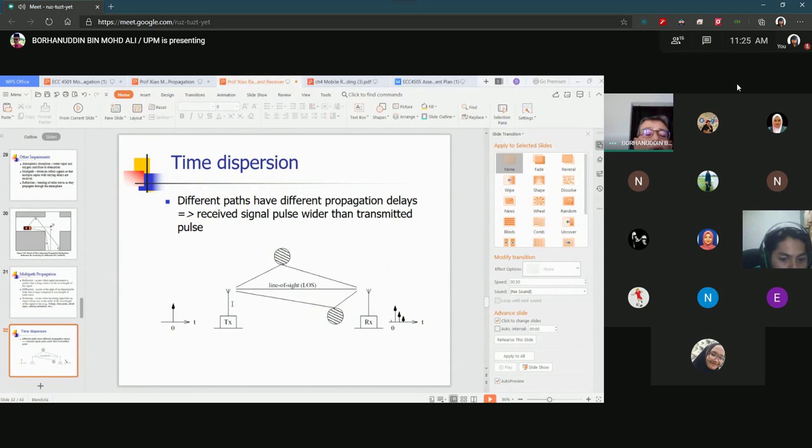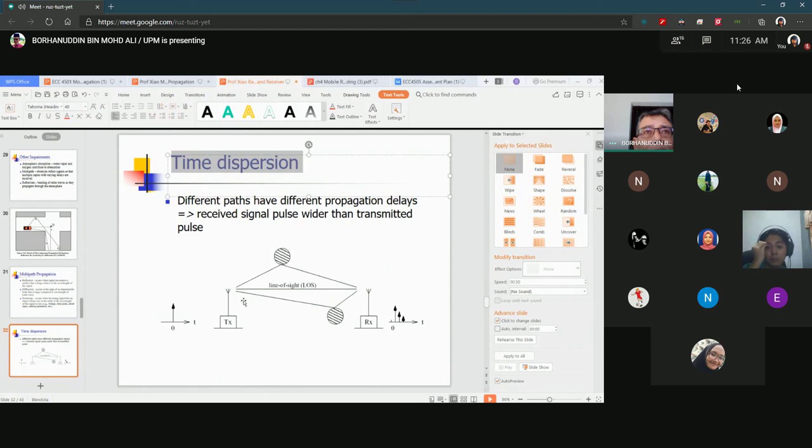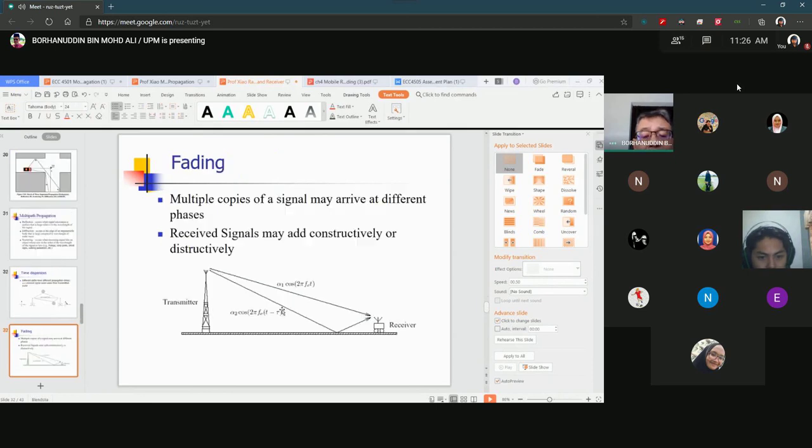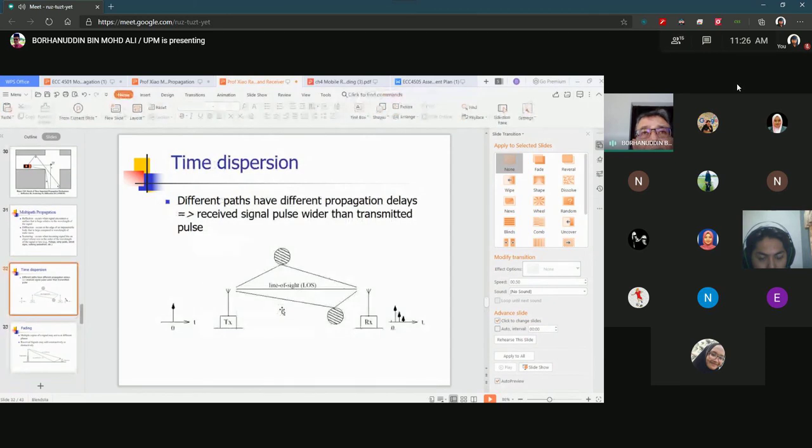Now, another measure to characterize our channel is so-called time dispersion. Meaning, how long does it take for all the signals from different paths to eventually arrive at the receiver. So this is called time dispersion. Because of all this propagation, they do not all come together at the same time. They come at different times and different magnitudes. So different paths have different propagation delays and the received signal pulse will become wider than the transmitted signal. So when they become wider, some of them may be even too late or too small, you can simply discard them.